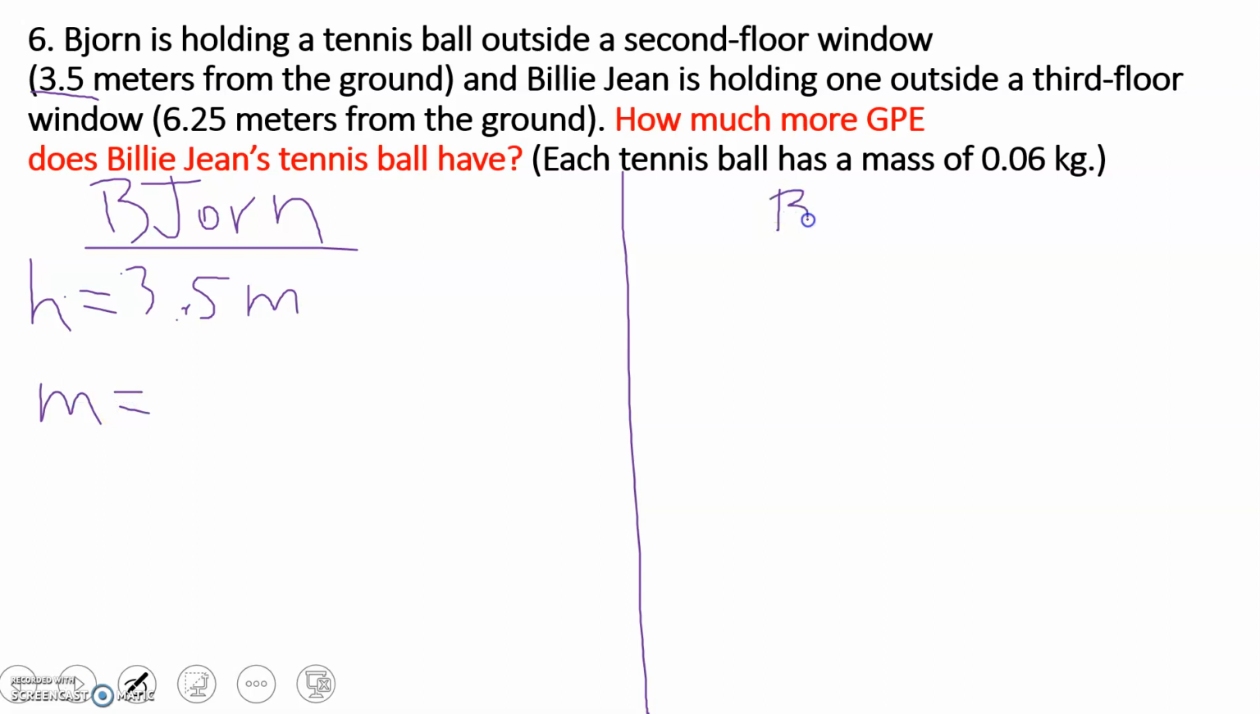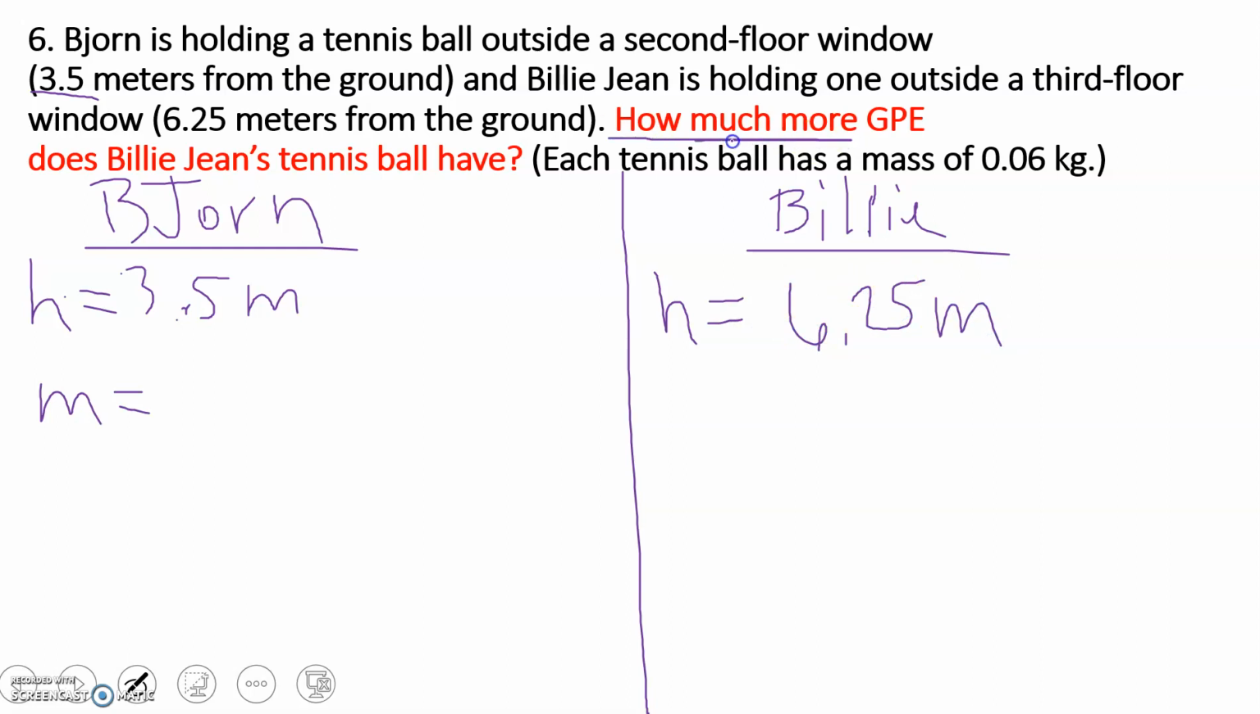Billie Jean is also holding one outside of a third floor window. So third floor, a little bit higher up. So now Billie Jean has a height of 6.25 meters. How much more gravitational potential energy does Billie Jean's tennis ball have? That means we're going to need to know which one's greater and how much more is greater. So a little bit of subtracting going on. We know that Billie Jean has a greater amount of GPE, but we want to know how much more.